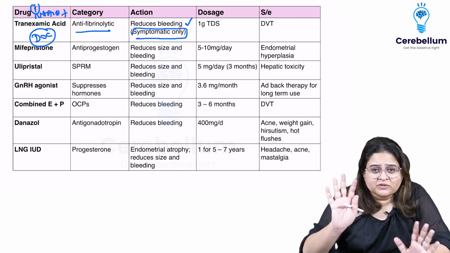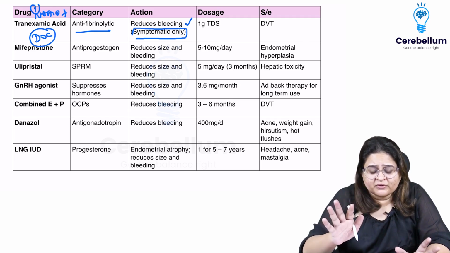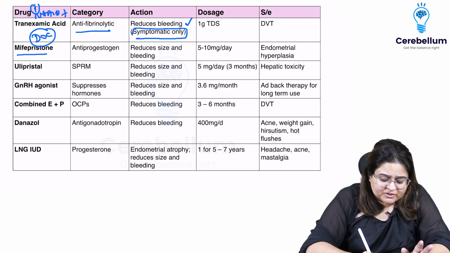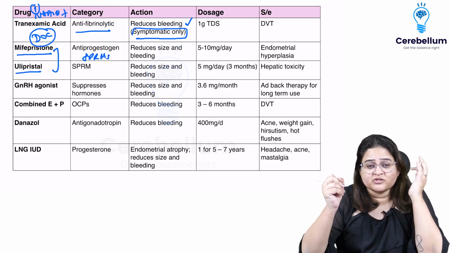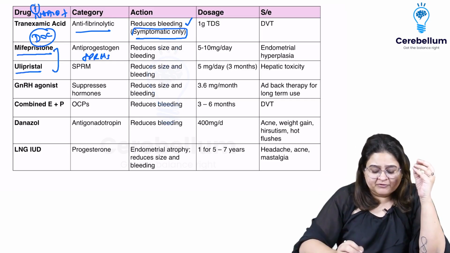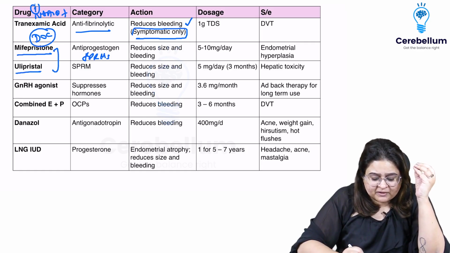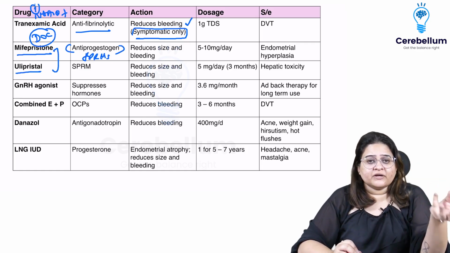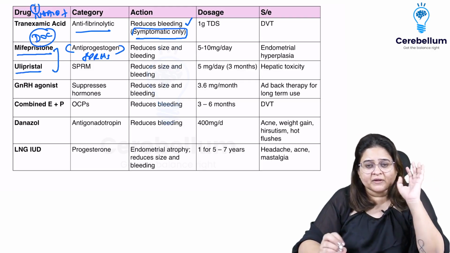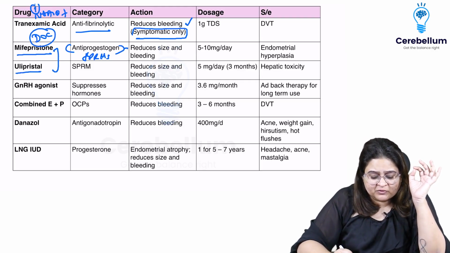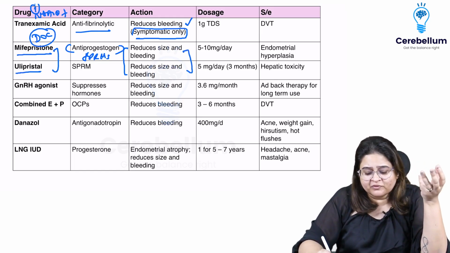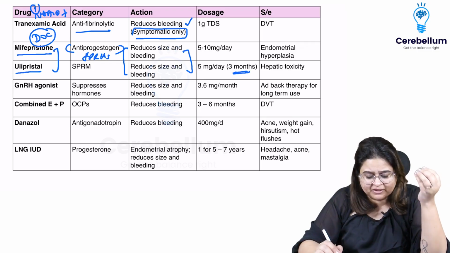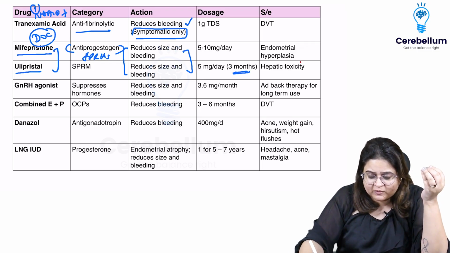Okay, what I'm telling you is important. What I'm not mentioning is not important in the table. Second is mifepristone and ulipristal. Both of these are SPRMs. What is SPRM? Selective progesterone receptor modulator. Mifepristone is actually an SPRM with more of an anti-progesterone kind of action, but it's an SPRM. Both of them will reduce the size and bleeding, and both are usually given over 3 months.